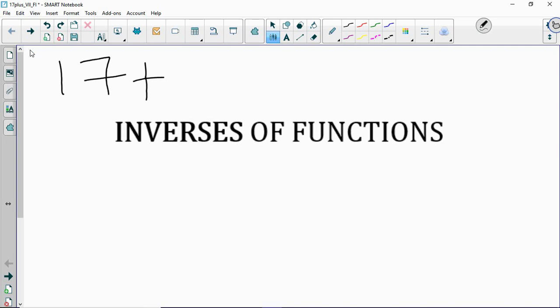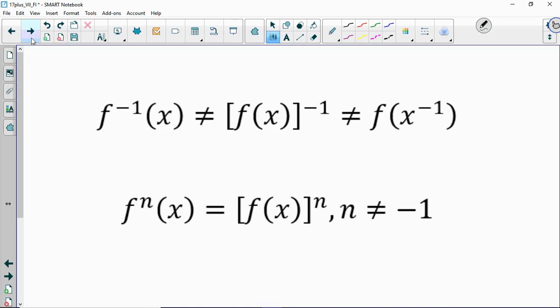Okay, this is it. Last video in chapter 17 plus. We're talking about inverses of functions. We're going to talk about algebra, we're going to talk about geometry, but before we do any of that, we're going to talk about the notation so that we can recognize these when we see it.